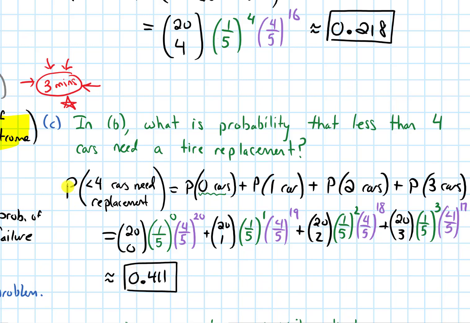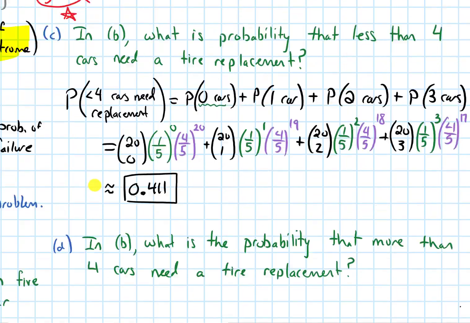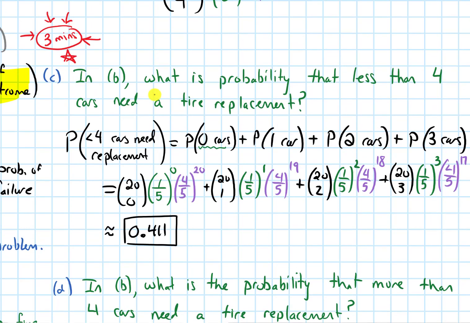Okay, so let's do one more of these. Part D asks, in the scenario in part B, what is the probability that more than 4 cars need a tire replacement? Okay, and I think I forgot to say something. In part C, we kind of assumed this, but part C was a Bernoulli problem.